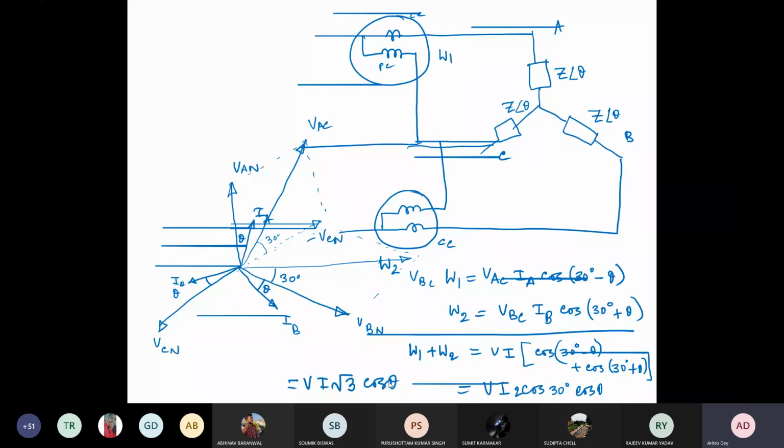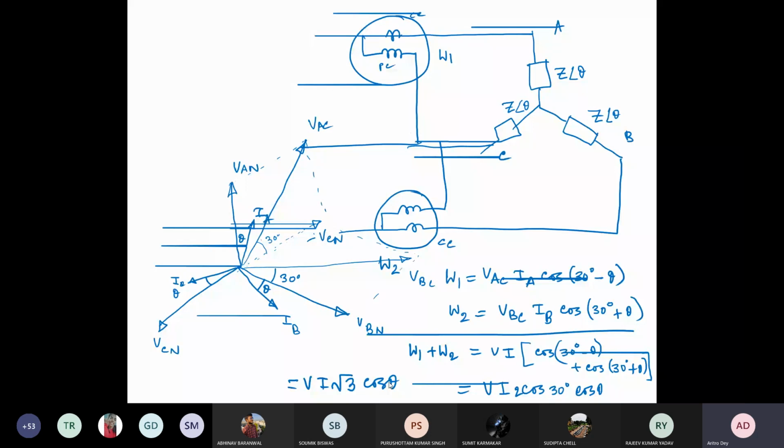So if your load is delta connected, then you will get VL equal to V phase, and I phase you can write as IL by root 3. So 3 into VL into IL by root 3 cos theta. That is your total power consumption for delta, which is root 3 VI cos theta. And for the star connection, it is 3 into V phase into I phase into cos theta. V phase equal to VL by root 3. So you'll be getting IL VL root 3 into cos theta. So using 2 wattmeter method, you can get the total power consumption for a three-phase circuit, which is very interesting to note.